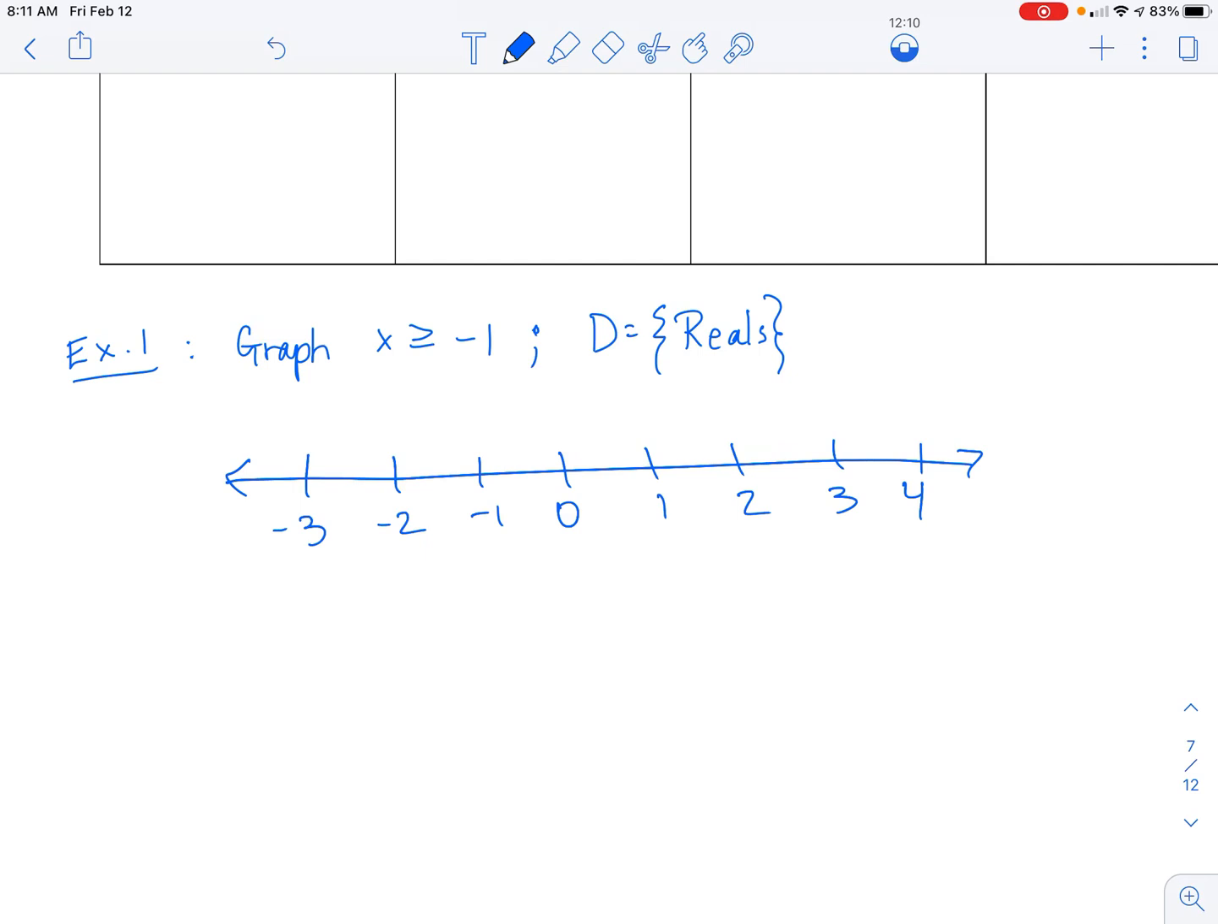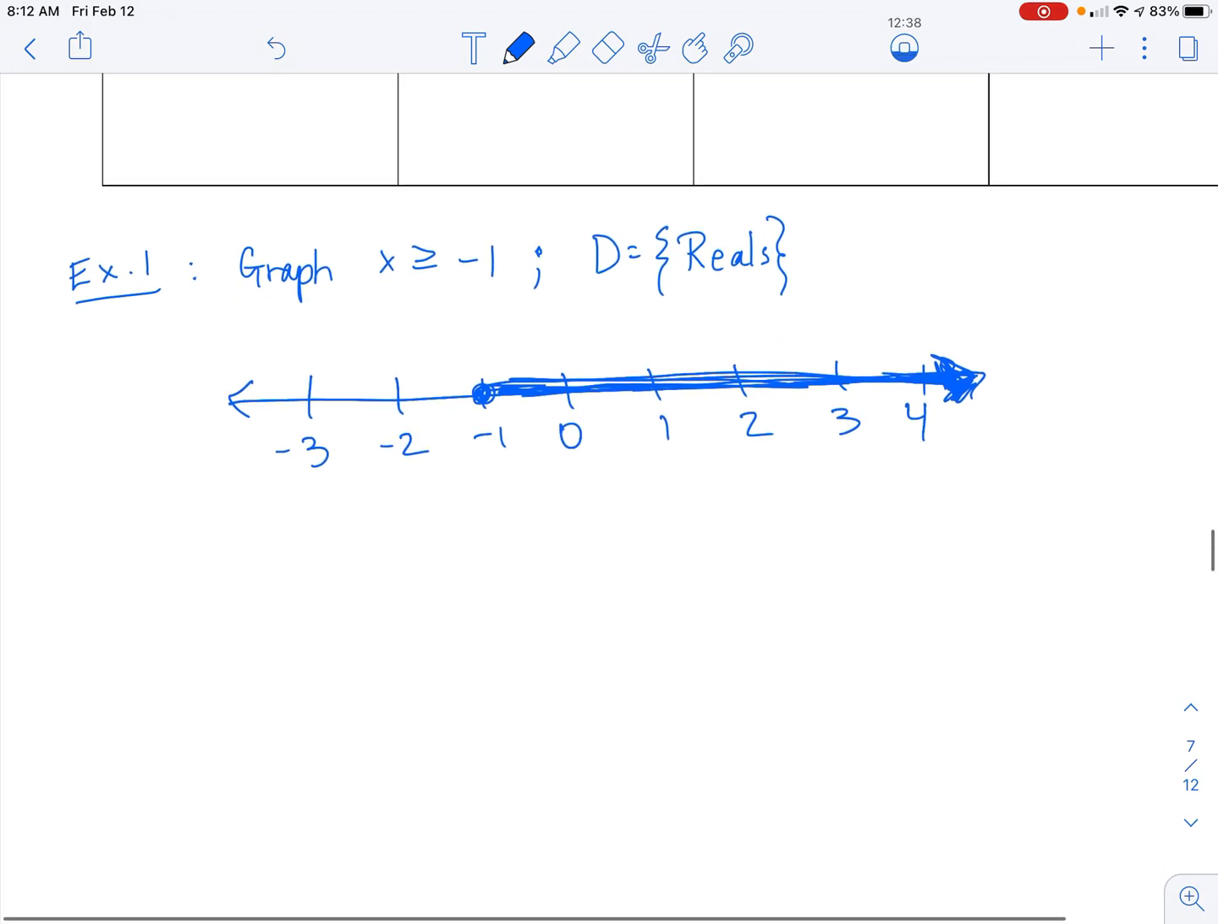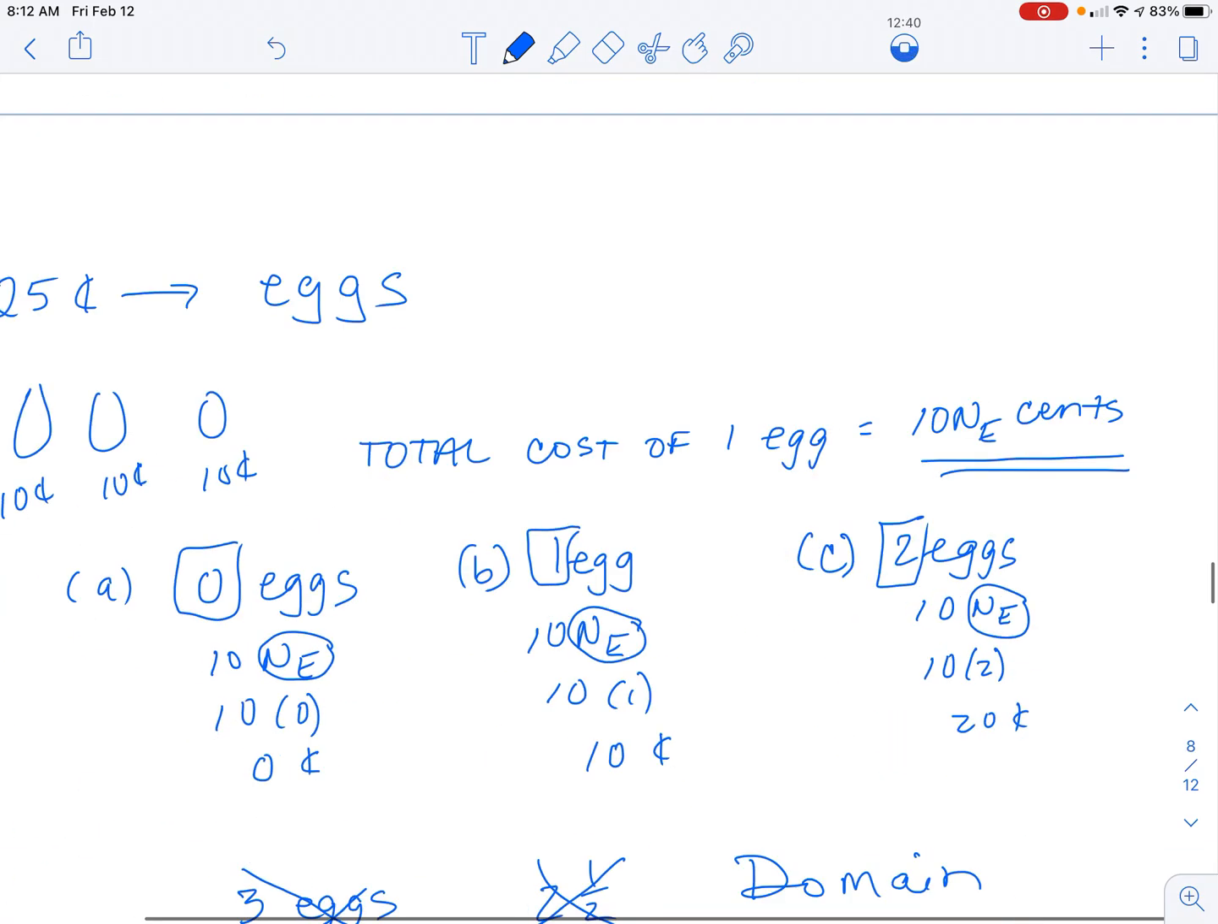Okay, so now these are not integers, so we don't have to do just the dots on top of each one of those numbers. It's going to include all the numbers even in between on your number line. So x is greater than or equal to -1, so it includes -1, and it goes on and on and on, includes all the real numbers. So we can go ahead and fill in that line that you guys are used to doing because it will include all of those. Now let's look at example 2.